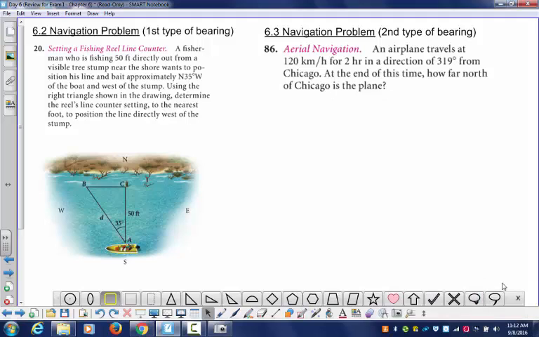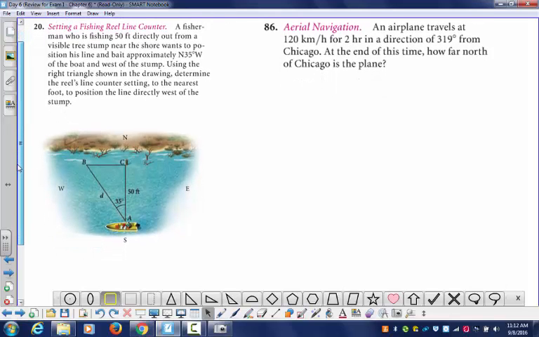Let's do a couple navigation problems. These are problems that we encountered and we will encounter. There's two types of bearing. I wanted to do them kind of just side by side to make sure that you're clear on the two different ones. Typically, boat navigation uses this type, and typically aerial navigation uses the other. So let's just take a look at the first one here.